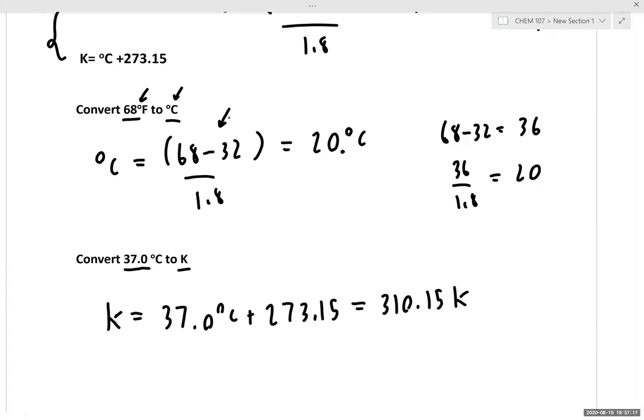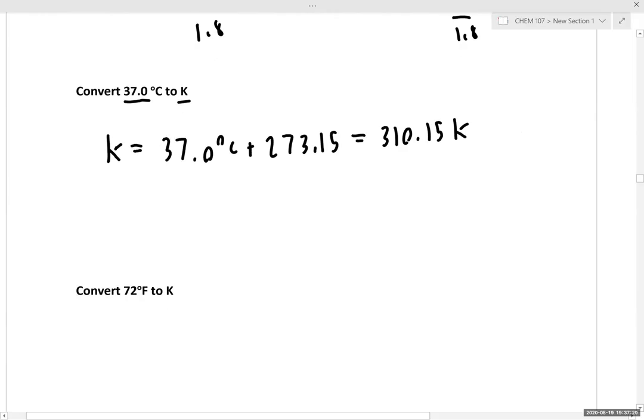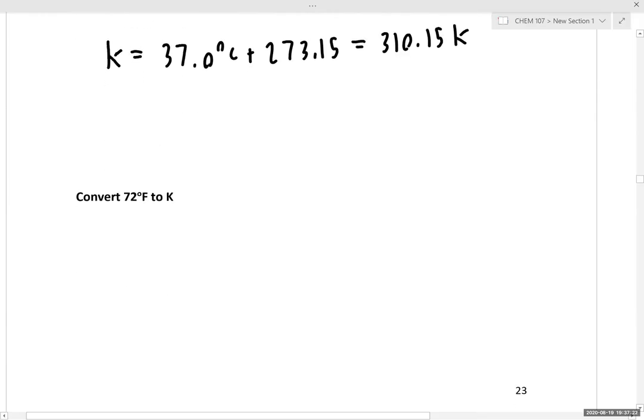So now that we've done a few examples, let's do one more where we have to go from Fahrenheit to Kelvin. Okay, so we're starting off with Fahrenheit and we're trying to go to Kelvin. And just like before, what is our stepping stone? What is our intermediate unit? What unit are we going to go through? Celsius, exactly right. So we're going to go from Fahrenheit to Celsius to Kelvin. Perfect.